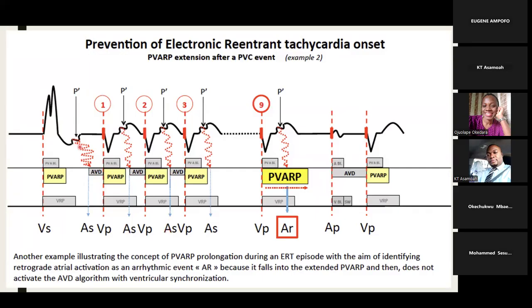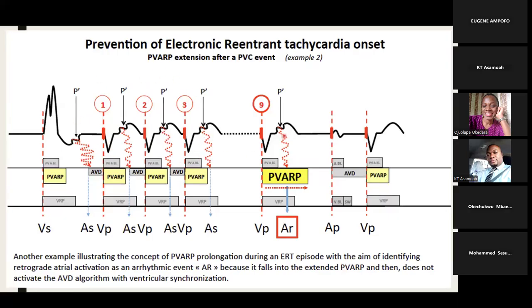So then, okay, let's start from here. Here you have a P wave, a retrograde P wave, A sense. It starts the AV interval. You have V pace. Then retrograde P wave, A sense again, AV interval, V pace. So over here, you have initiated a pacemaker-induced tachycardia.